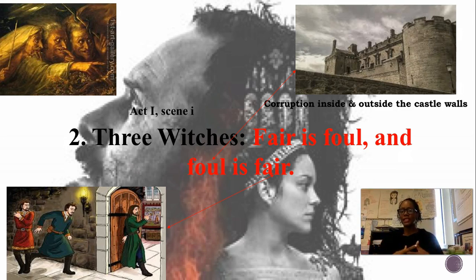Well, the corruption inside and outside of the castle walls exudes this idea of foul, right? The witches are foul. Macbeth and Lady Macbeth and their plot to take down King Duncan is foul. Even Macbeth wanting to take out Banquo is foul, right? It's foul for a person to take out a king who is virtuous like King Duncan, but it's not foul, it's fair, for someone to take out a tyrant. And we know that Macbeth becomes a tyrant, and so that's fair, right?